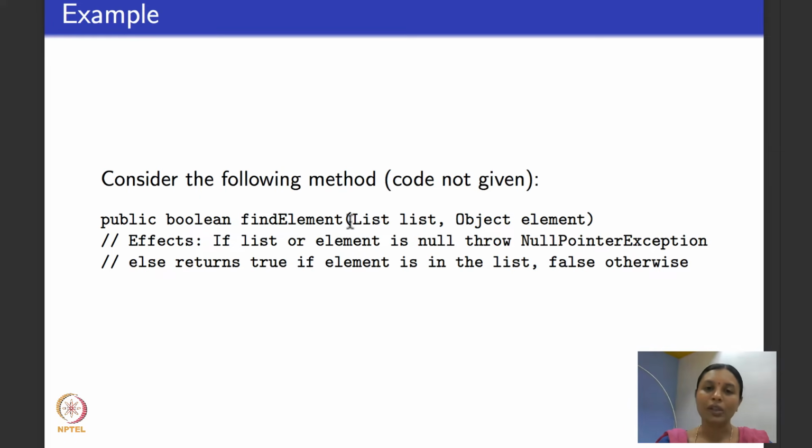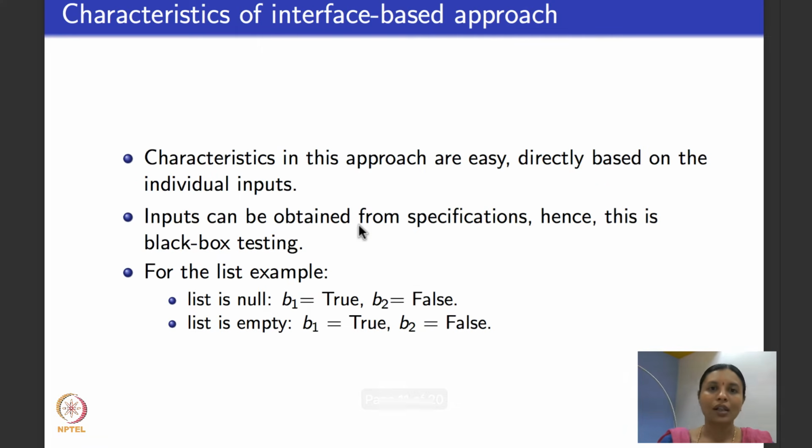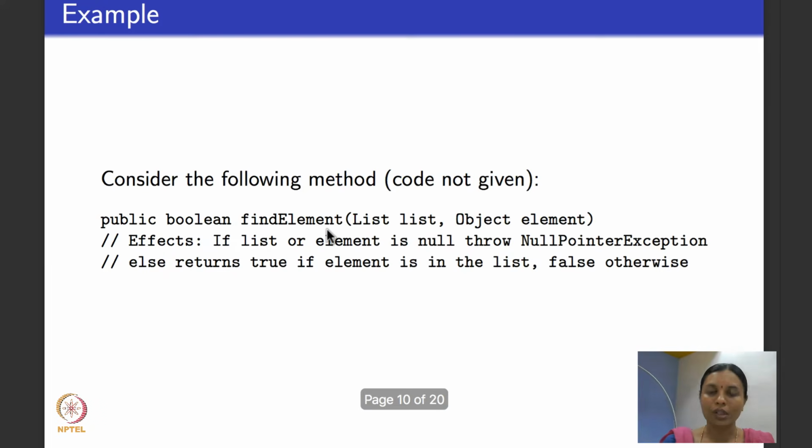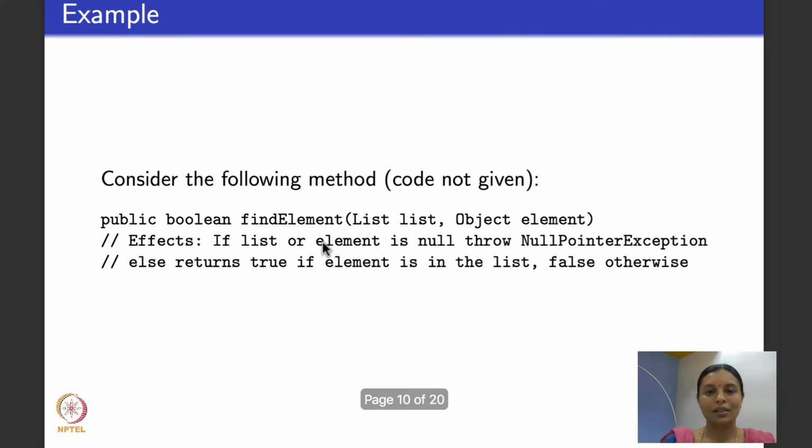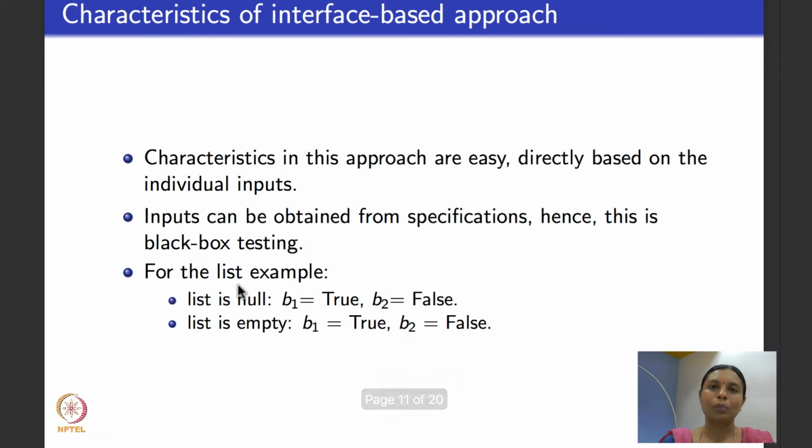With just this information, can I use input space partitioning to design test cases for the program? That's what we're going to look at. Now let's look at the characteristics for the interface-based approach for this. What do I know? There are two inputs, a list and an element, and two possible outputs, true if the element is in the list, false if the element is not found in the list, and an exception. So a simple interface-based input domain partitioning will look like this.